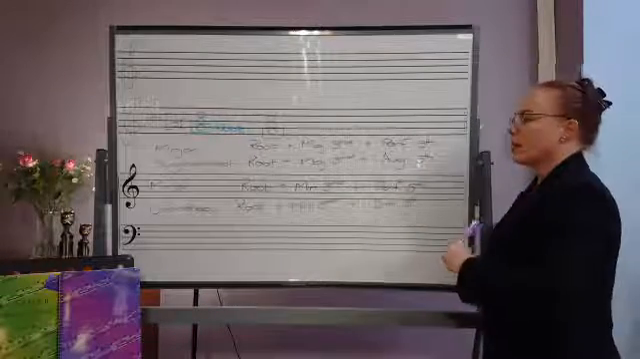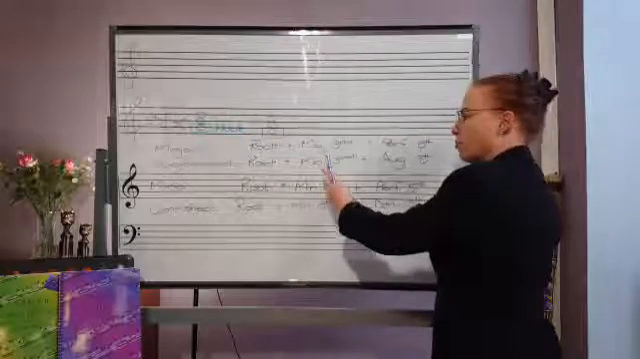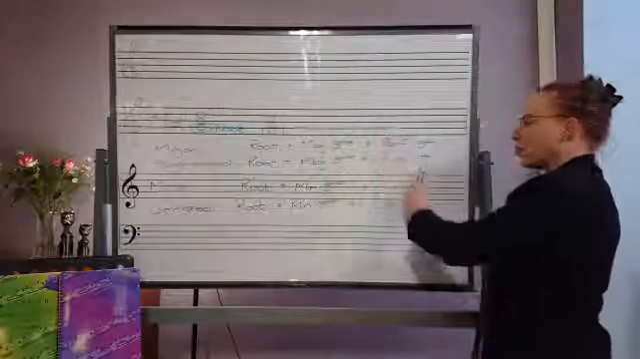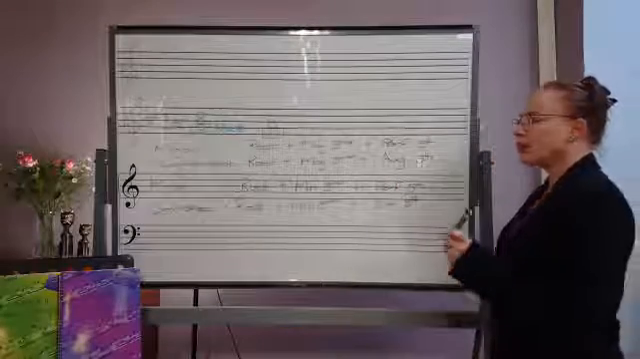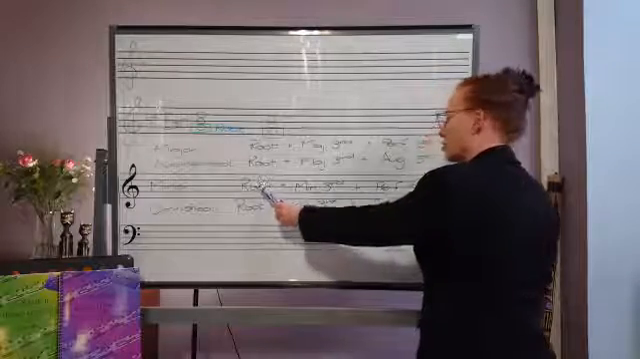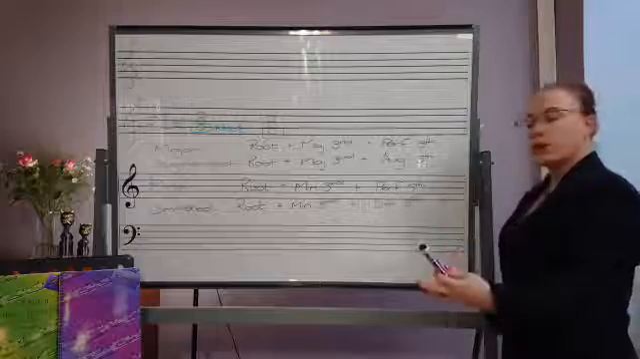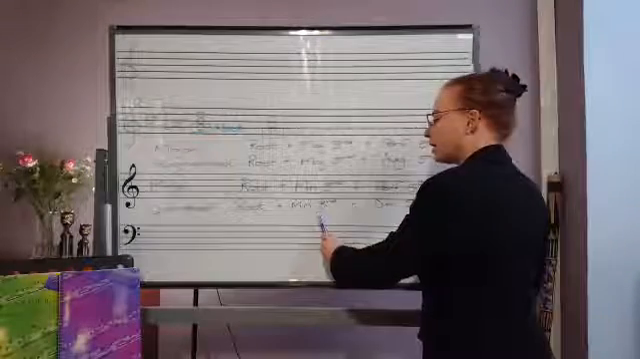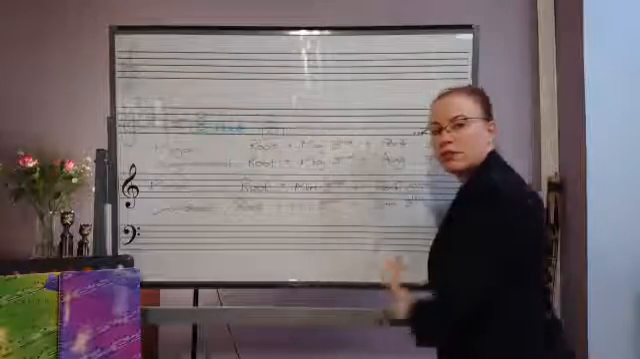Okay, then if we look at the augmented triad, we have the root, a major third above it, and an augmented fifth above our root. And then the minor triad, we have a minor third above the root, as well as a perfect fifth above the root. And the diminished is the root plus a minor third above it, and then a diminished fifth above it.